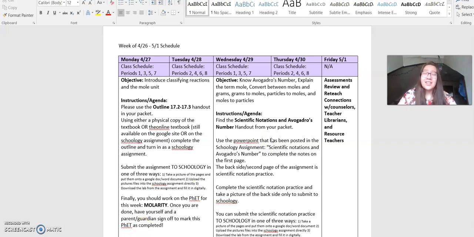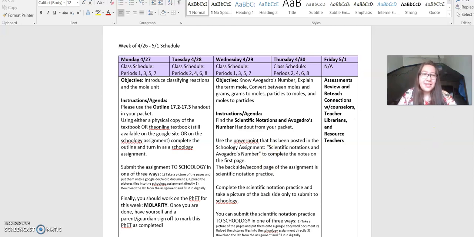So today what you're going to need to do is use the scientific notation and Avogadro's number handout from your packet. You'll go ahead and use the PowerPoint posted on Schoology to complete that, and then there's a backside which you'll take a picture of and submit as your assignment to Schoology. This is really similar to last week, where I'm not asking you to take a picture of the notes and the practice, but rather just the practice so I can see that you understand and know what you're doing.